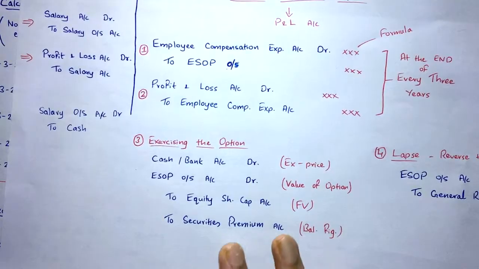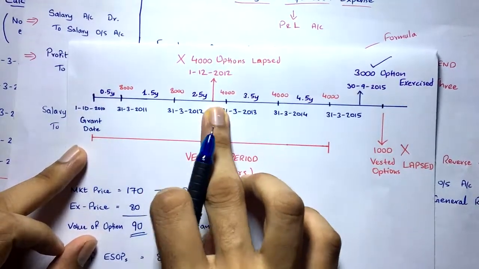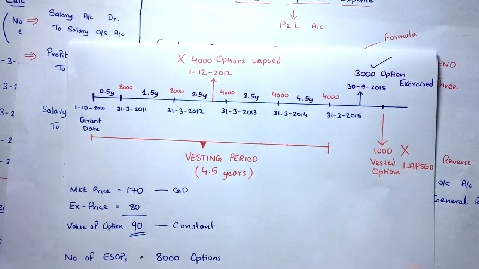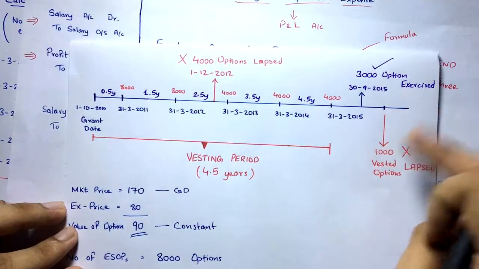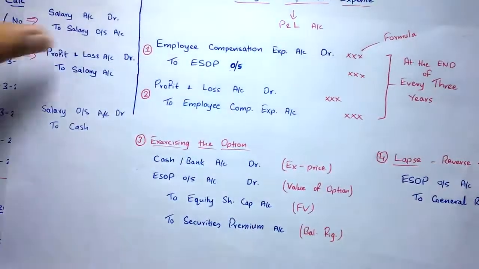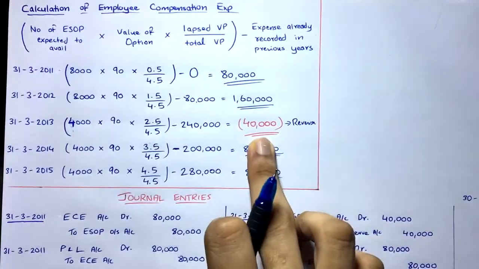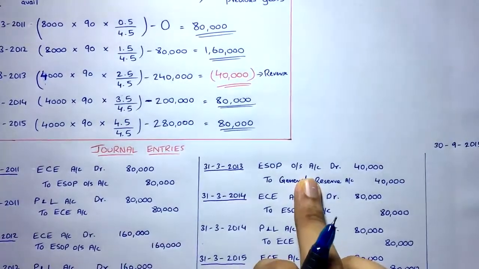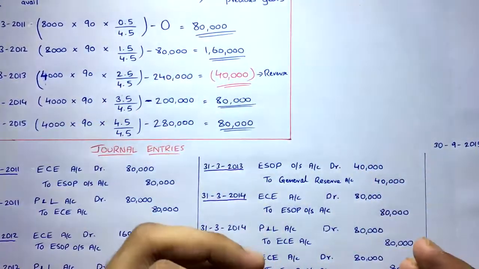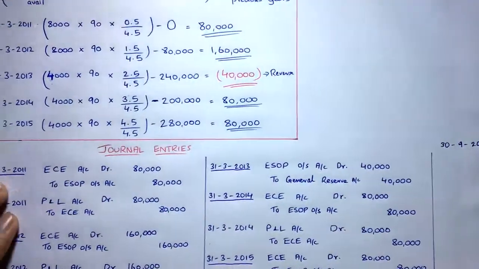And some students, what they do is, see here, during the vesting period, if the options get lapsed, you don't have to pass any additional entry. You pass the additional lapse entry after the vesting period, after the exercise period. But if the options get lapsed over here, then automatically it will get adjusted in the calculation. See here, we got minus 40,000, so we pass the entry for that. You don't have to pass any additional entry just because 4,000 options have been lapsed. No, don't do that. It will be automatically adjusted in the calculation itself, right?